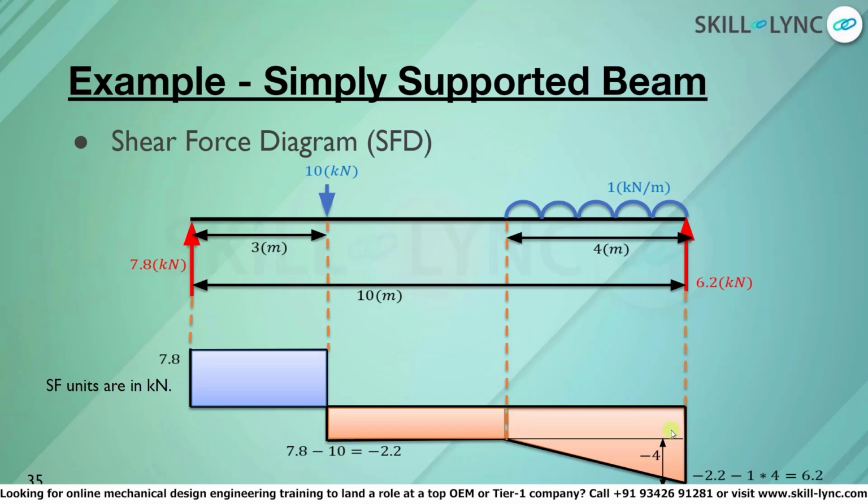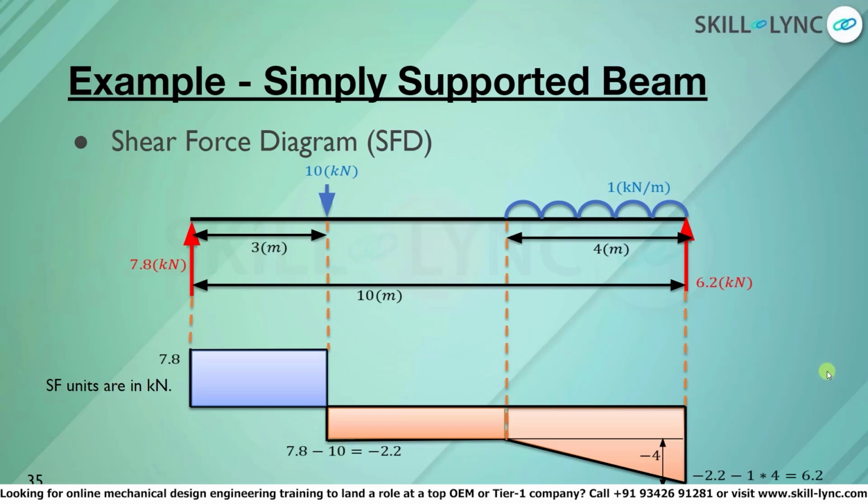As soon as we reach W2, or the uniformly distributed load, the shear force will now reduce uniformly. Over this 4 meter span, the shear force will reduce at an intensity of 1 kilonewton per meter. Thus, the net reduction in shear force is equal to 4 into 1 kilonewton per meter. This gives us a negative 4 kilonewton change. Thus, the net force at the end of the uniformly distributed load is equal to minus 2.2 minus 1 into 4, which is equal to negative 6.2 kilonewton.